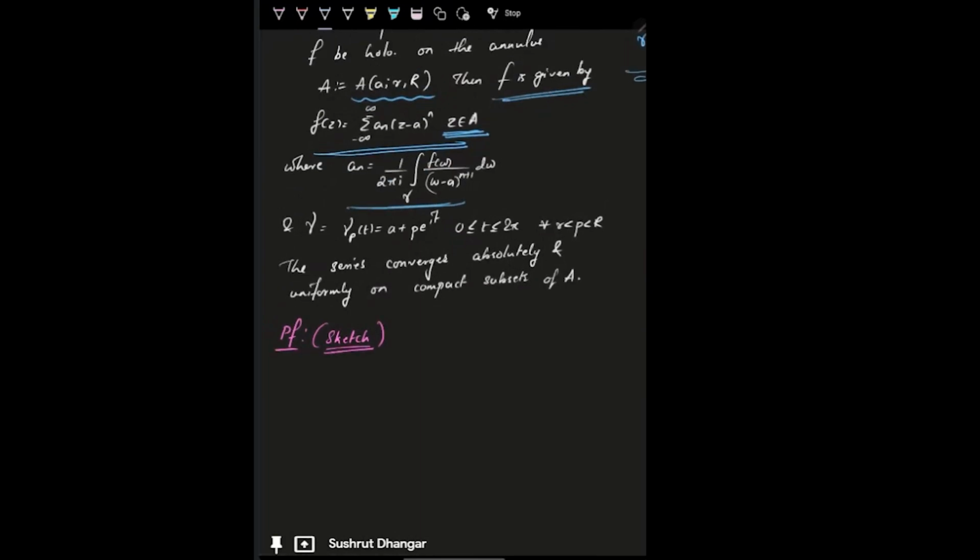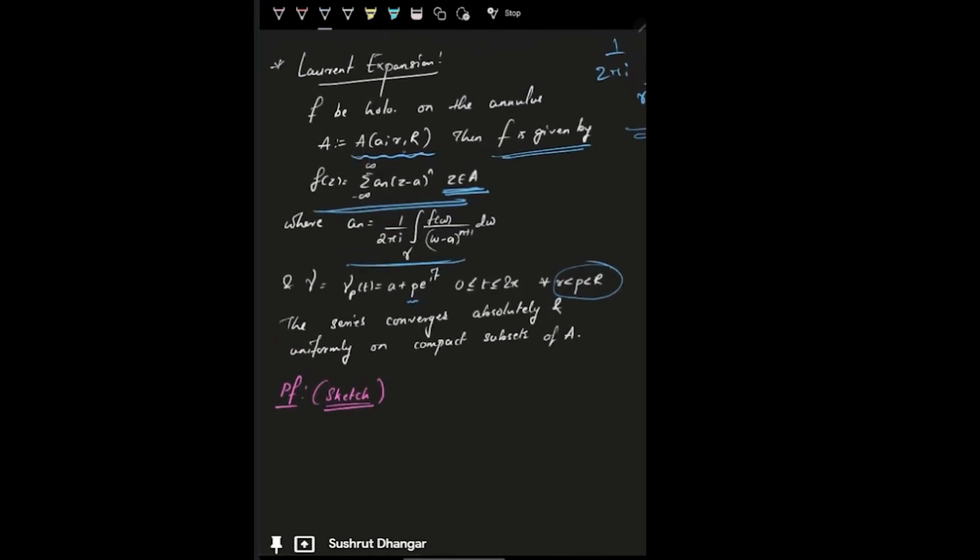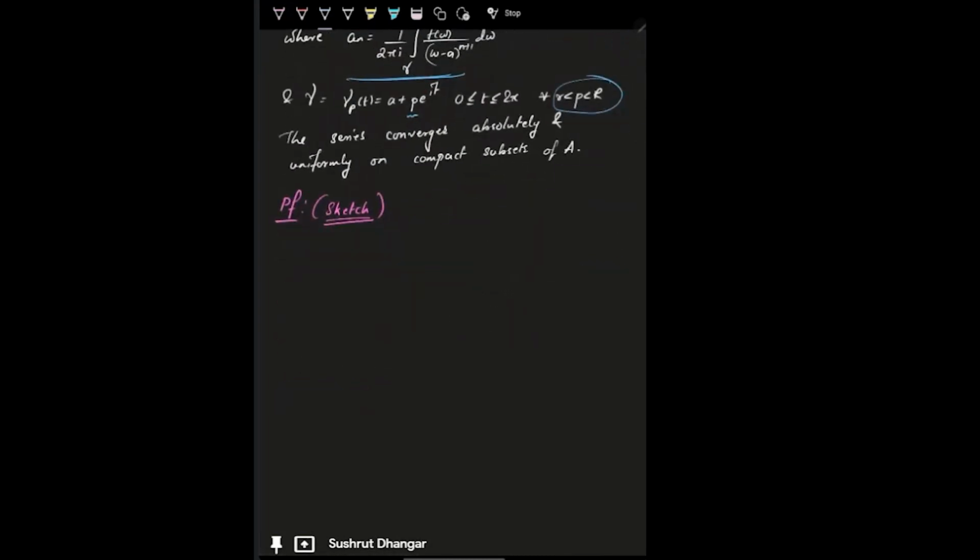Now let's take gamma to be a circular path about A of radius P, which is lying between small r and capital R. So here is our annular region, right? Now the series converges absolutely and uniformly in the compact subsets of A.